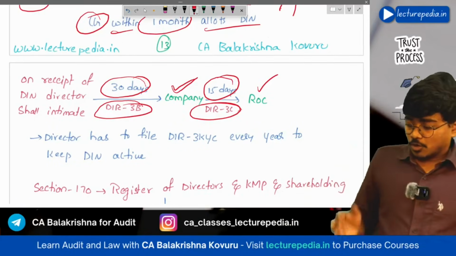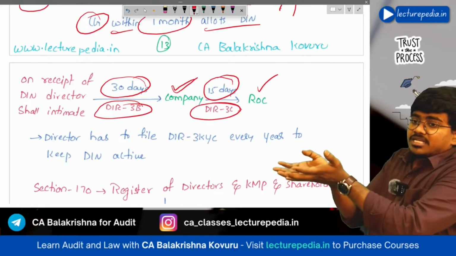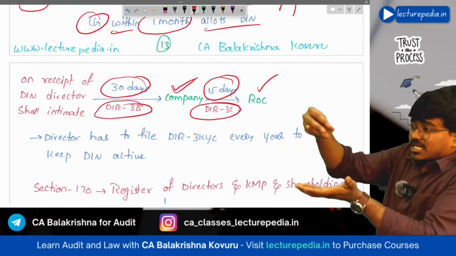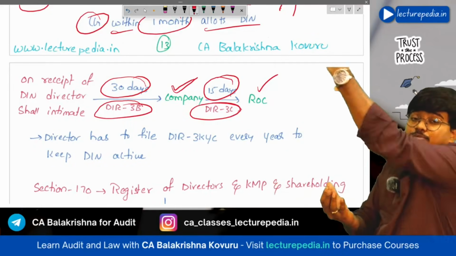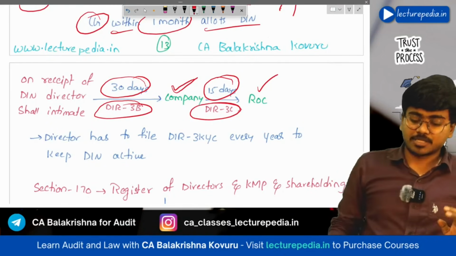So once the person receives the DIN, he will intimate the company in DIR-3B within 30 days that he has received this DIN. After the company has got intimation of this DIN, the company will intimate the same to the ROC, Registrar of Companies, in DIR-3C form within 15 days. Hope that is clear.